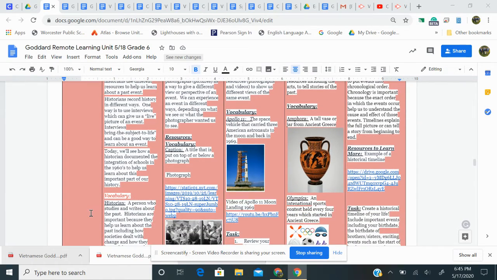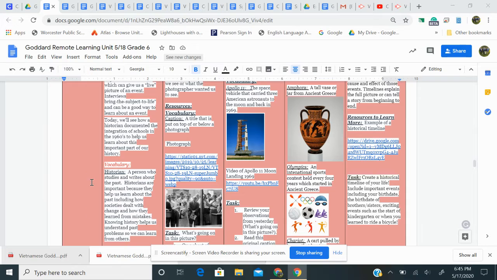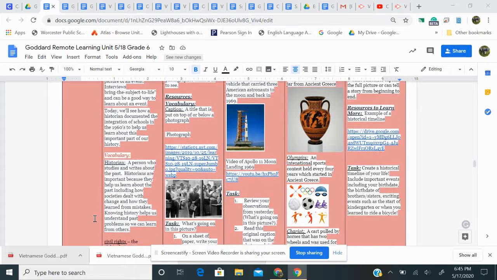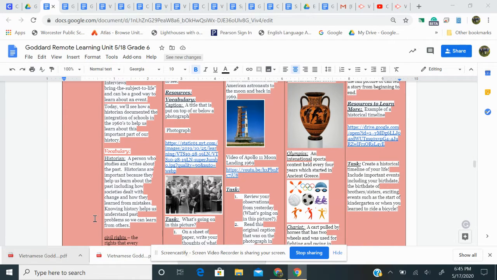Here's some important vocabulary. Historian is a person who studies and writes about the past. Historians are important because they help us learn about the past, including how societies dealt with change and how they learn from mistakes. Knowing history helps us understand past problems so we can learn from others.